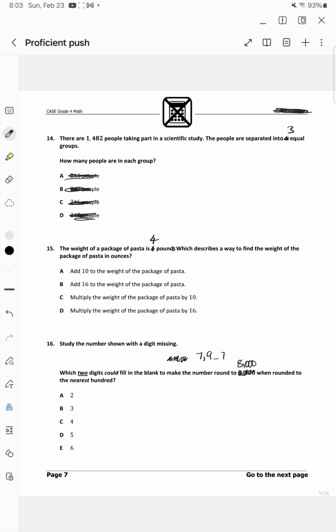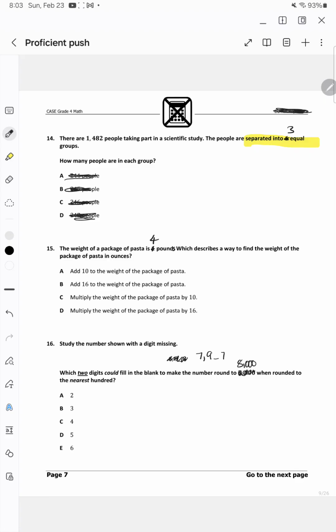There are 1,482 people taking part in a scientific study. The people are separated into 3 equal groups. How many people are in each group? Again, I scratched out answer choices because I decided to divide by different numbers, so I won't copy verbatim what's going on. I see the word separated into groups. That's a key word for division.